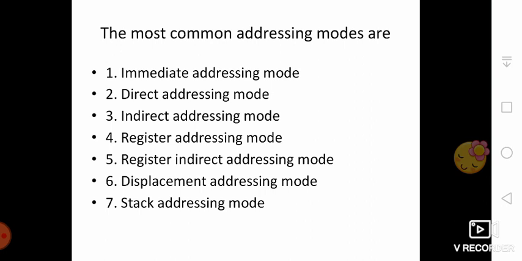The next one is displacement addressing. It is actually a combination of direct addressing and register indirect addressing mode. It requires that the instruction have two address fields, at least one of which is explicit. One address field indicates the direct address and the other indicates the indirect address.